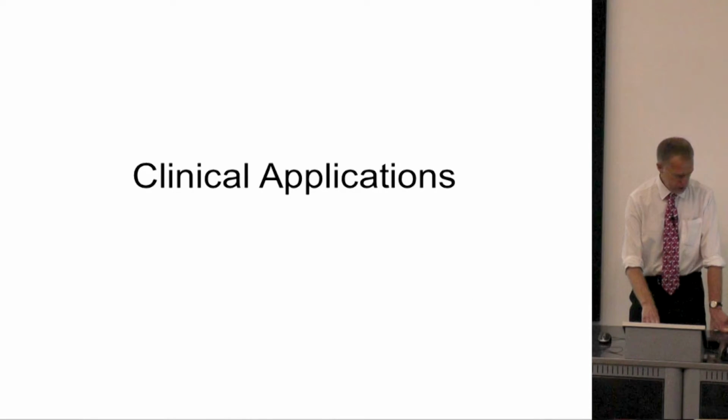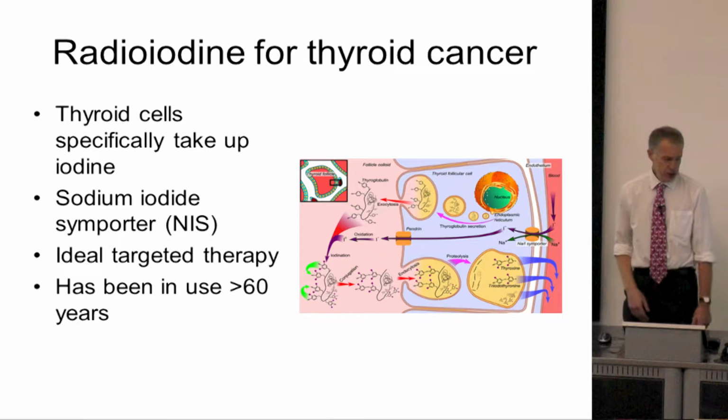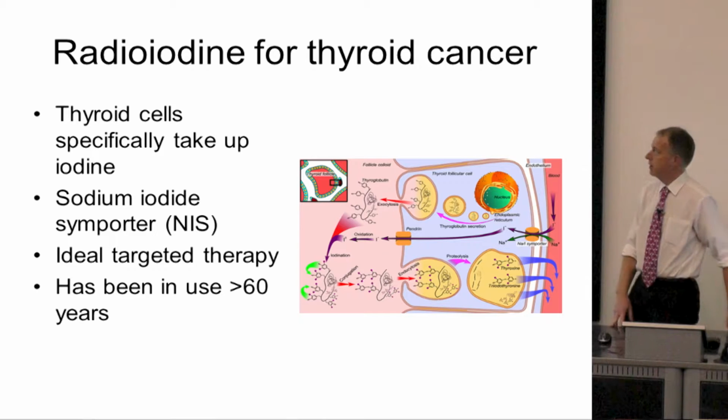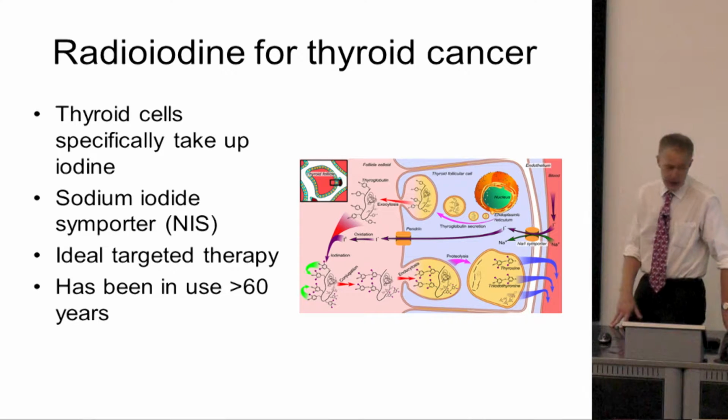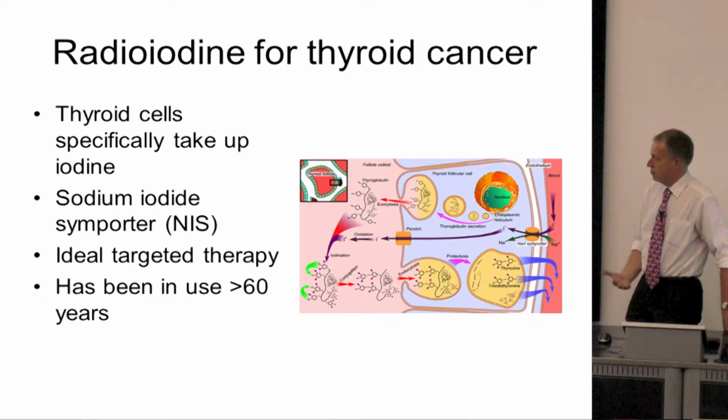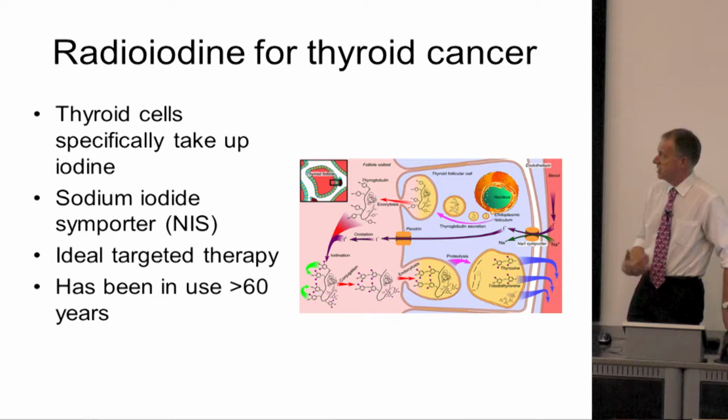So just moving on to talk about some of the clinical applications. The biggest area, historically what we've done most of, is treating thyroid cancer with radioactive iodine. The reason this was the first treatment and has been so successful is that we're fortunate with thyroid cells. They very specifically take up iodine. They're one of the few cells in the body that have this pump known as the sodium iodide symporter that pumps iodine into them.